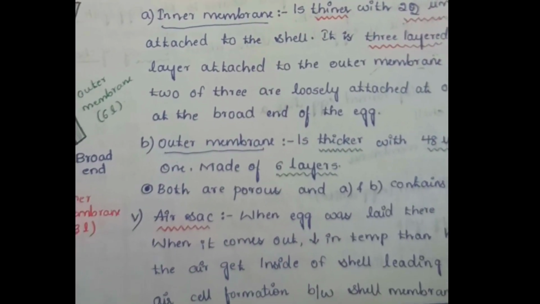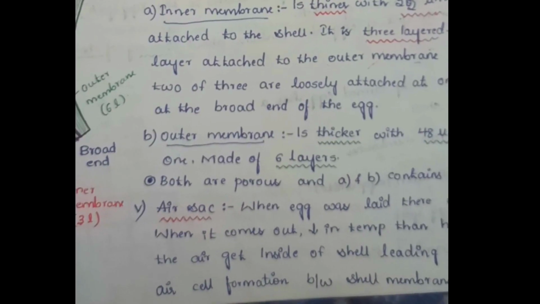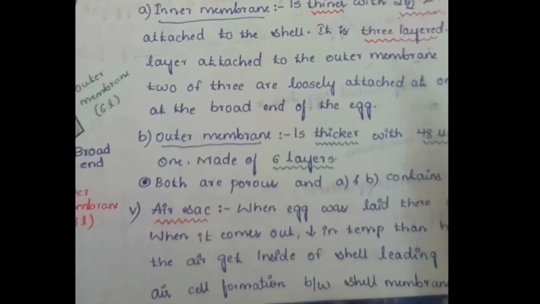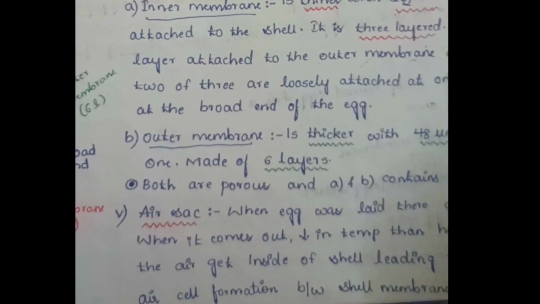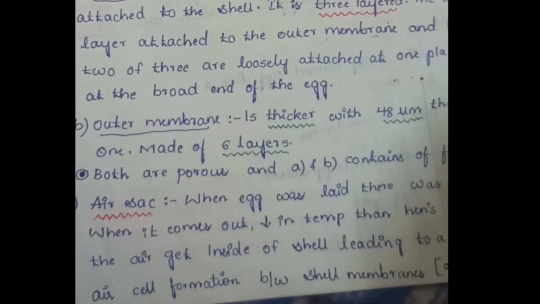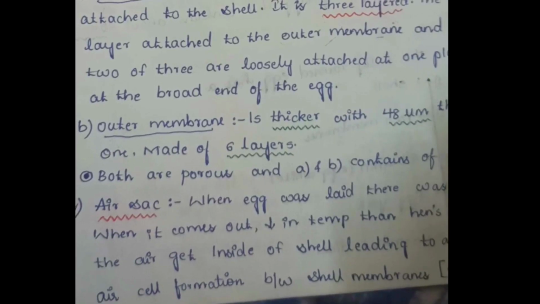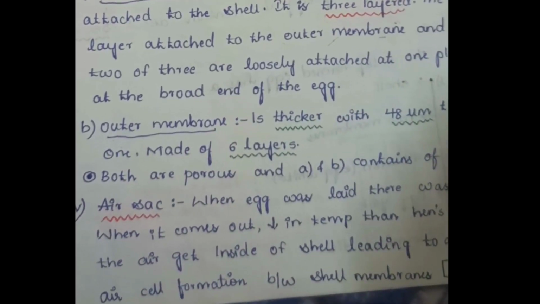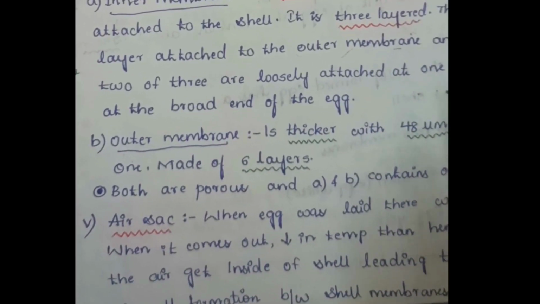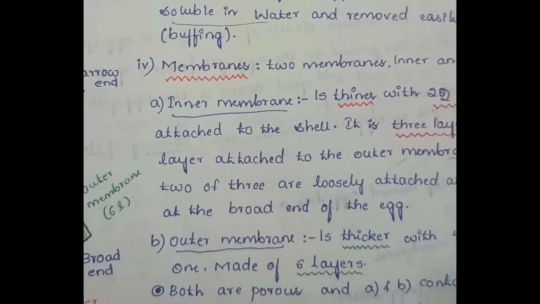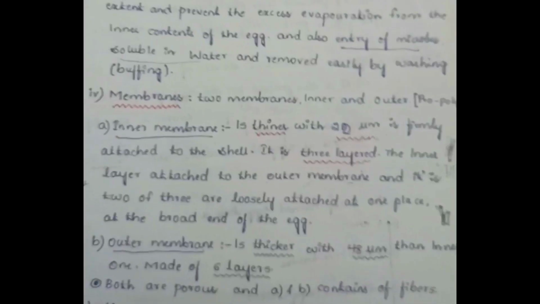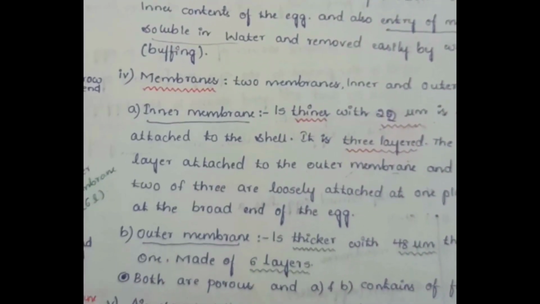As we discussed before, there are inner and outer membranes. The inner membrane consists of three layers, of which one is attached tightly to the outer membrane and the other two are attached at the broad end. When air comes in through the small holes, it leads to the formation of the air cell. So this is about the shell, membranes and air sac.